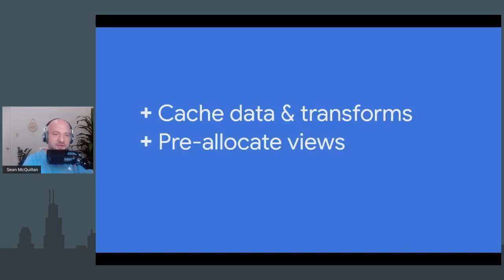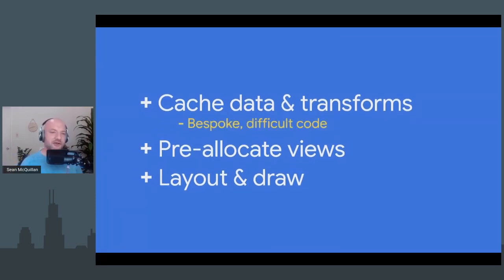Then past that, we can continue optimizing just the view layer of the screen. I asked some engineers at Google for ideas about how to do this, and a bunch of different ideas came out. There was caching the data and transformations. Then there's pre-allocating the views. And layout and draw can be custom done so that we can get even faster performance out of those two phases. Now, each of these comes with different problems.